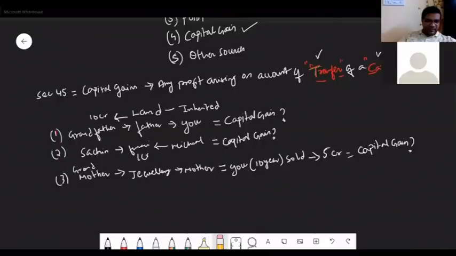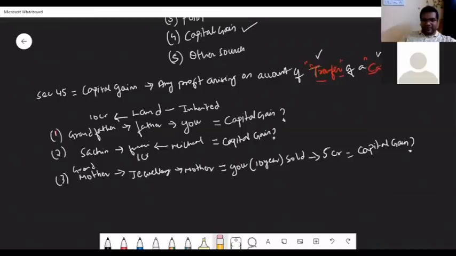So that's the reason it is very important to scrutinize or to properly understand two things. One, what is a capital gain, and what do you mean by capital asset? So we'll go one by one. First, let us critically evaluate what you mean by a capital asset. If you understand the definition properly, I think things will become much easier for you.